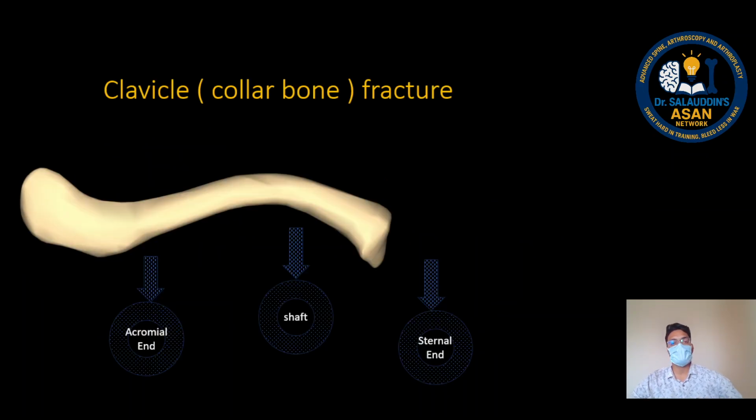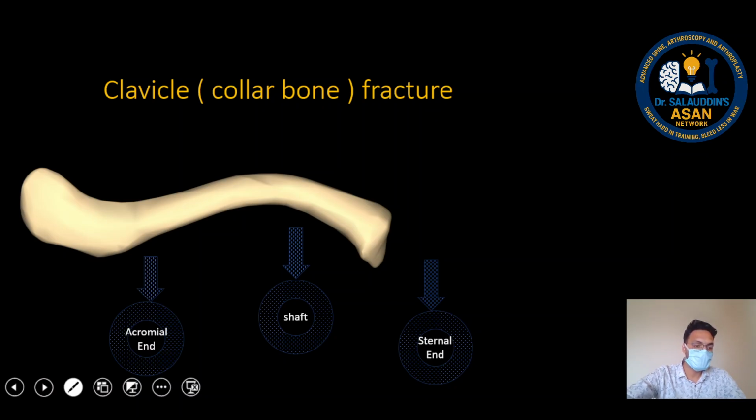Coming to the clavicle bone itself, the clavicle bone has three ends. This is the sternal end, this is the shaft, and this is the acromial end. This is the medial third, middle third, and the lateral third.